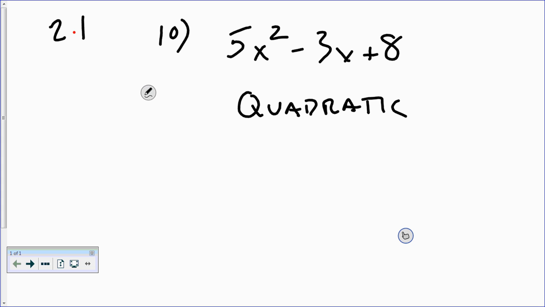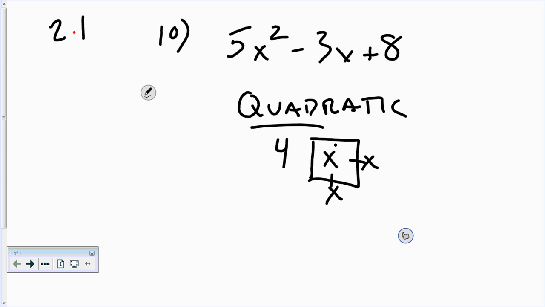And quadratic, quad means 4, right? So this is going to be like a square. And when you find the area of a square, remember the sides are equal, so that's x times x, and your area would be x squared. So quadratics have an x squared in them, okay? So this is answer number 3. This would be your correct answer.